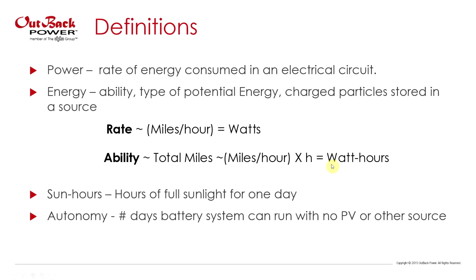Sun hours are the number of hours of full sunlight available to generate electricity. It's the amount of solar radiation, or insolation, delivered by the sun per day. In other words, it's the amount of energy from the sun per day. This will be useful when you decide how many modules you need, because less sun in your area means you need more modules. And lastly is autonomy. Autonomy is the number of days a battery system can run with no sources, so no PV or other source. That will be important in our system sizing.